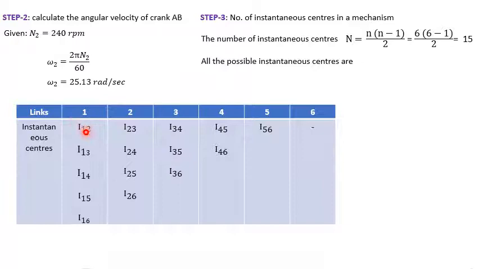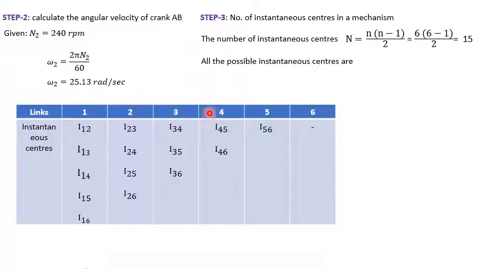Okay, so in order to identify the links, we have to consider the combination of links. So first one, 1 and 2 gives I12, 1 and 3 gives I13, 1 and 4 gives I14, 1 and 5 gives I15, 1 and 6 gives I16. So the link number 1 is over. Coming to link number 2, always move in the forward direction, not the backward direction. So take the combination, 2 3 gives I23, 2 4 gives I24, 2 5 gives I25, 2 6 gives I26.